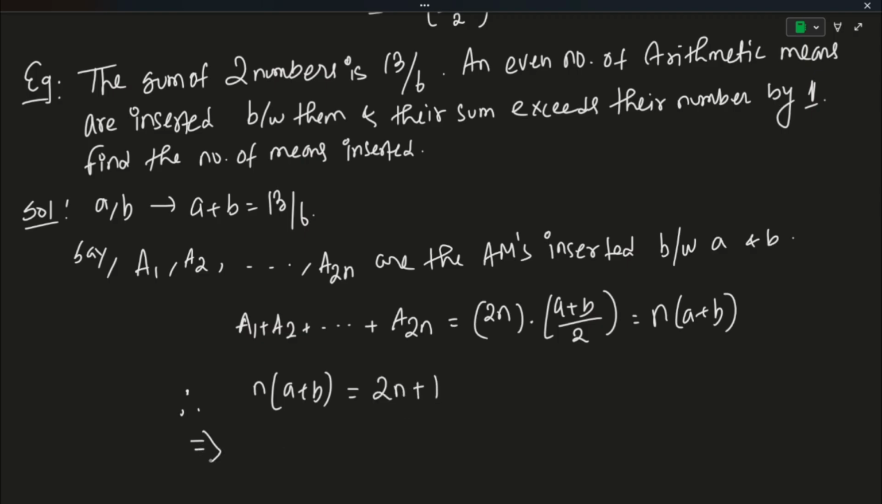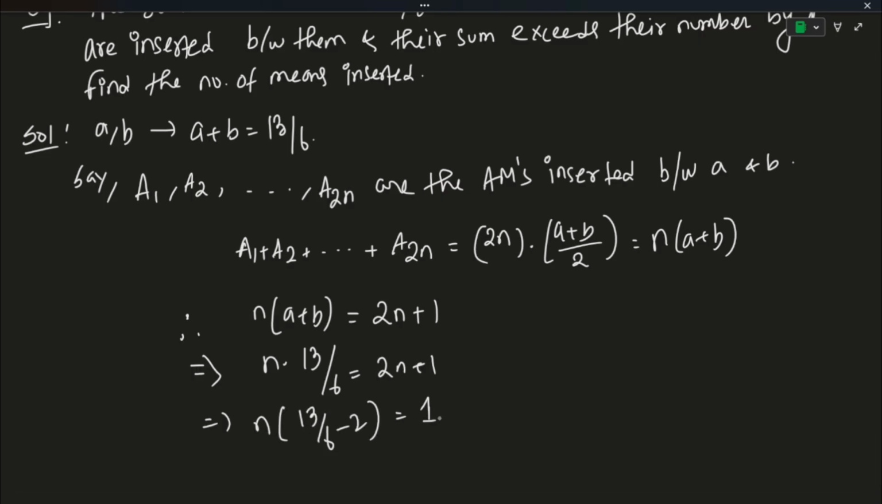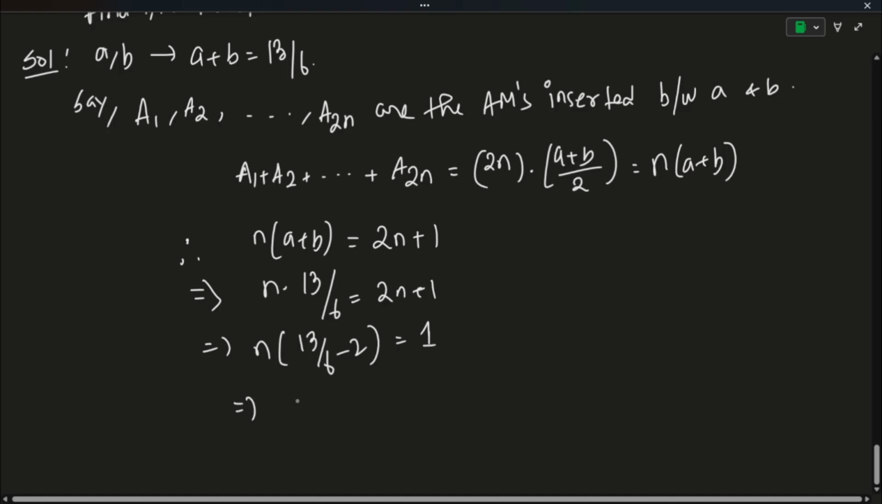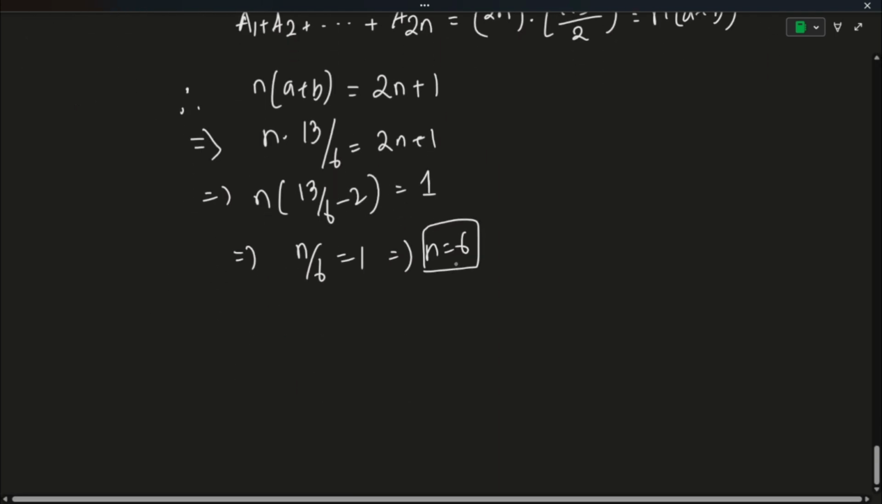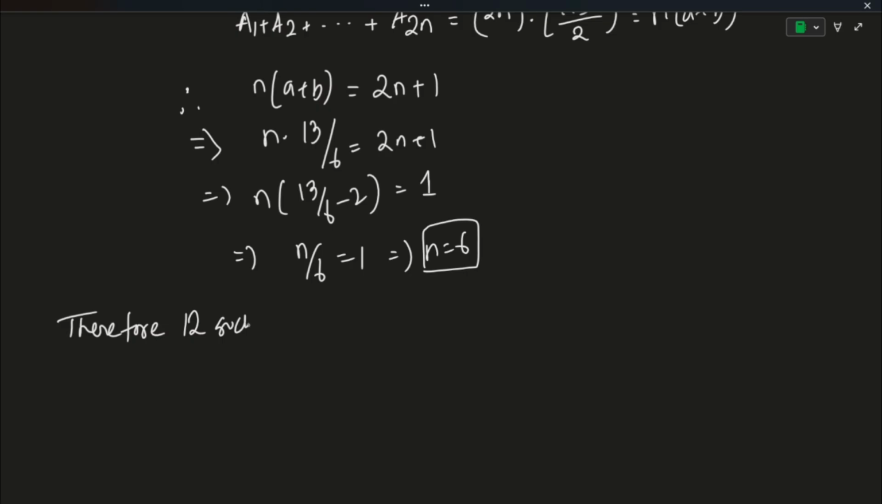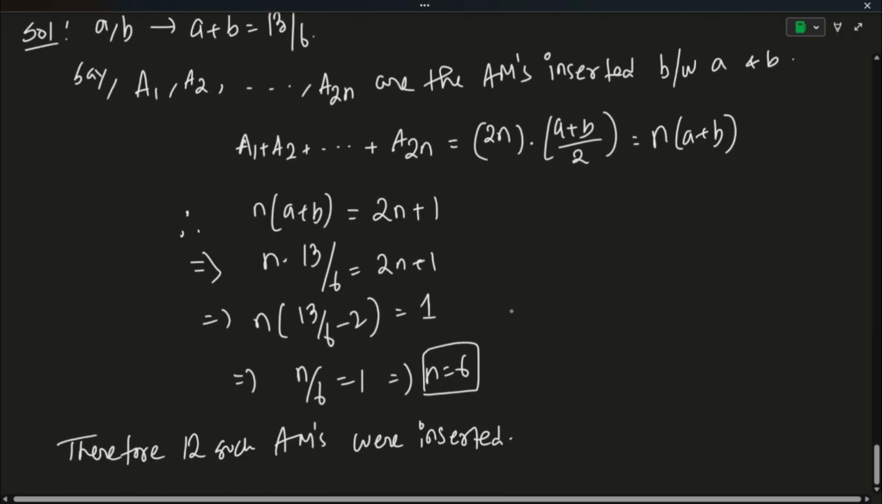Now we can put the value: n whole into 13/6 is equal to 2n plus 1। We can simplify this, we can write this as n whole into (13/6 minus 2) is equal to 1, और ये बन जाता है n whole into (13 minus 12)/6, which is n/6 equals 1, और ये बन जाएगा n equals 6। Therefore how many means were inserted? आंसर n नहीं है, be careful। Therefore 12 such means were inserted, क्योंकि आंसर 2n है, right, and that would be how we will complete AP। Okay, so yeah, more problems will be given, as I said, with PDFs later on.